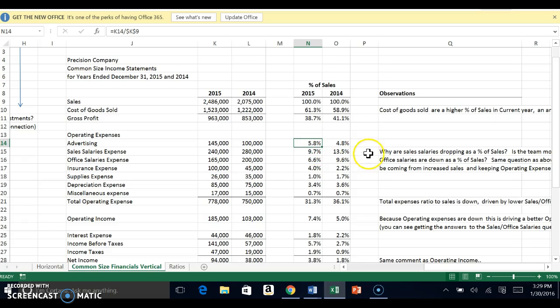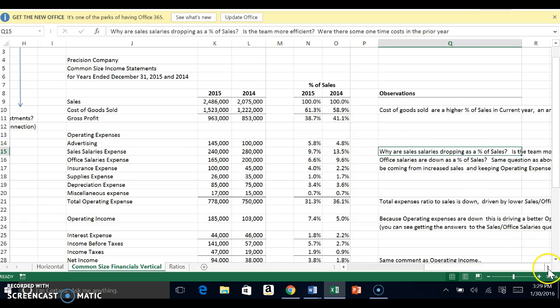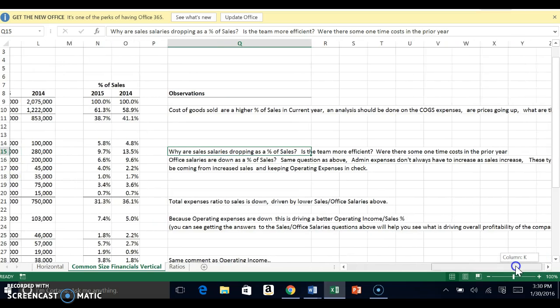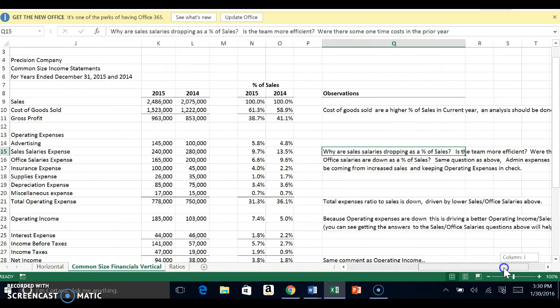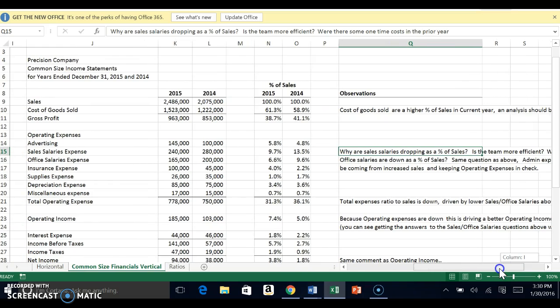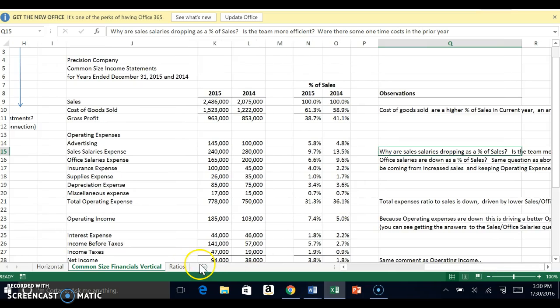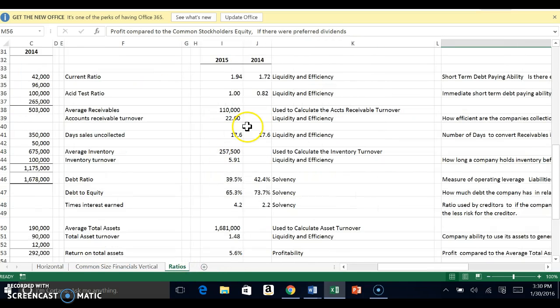So you take a look and you start to ask some of the questions. I posted over here some questions that I had when I'm analyzing this statement. These are some of the things that I would ask, and that would help guide me on where I would go further. So let's go look at the ratio tab real quick.